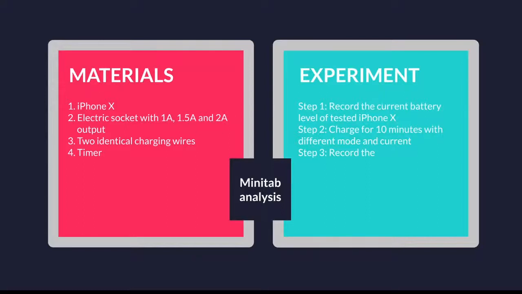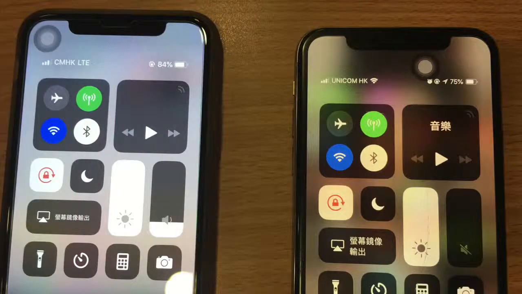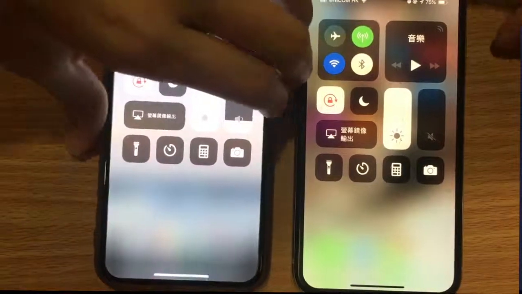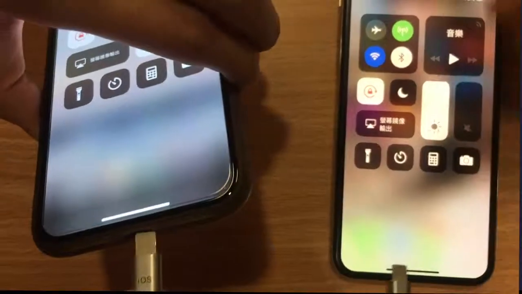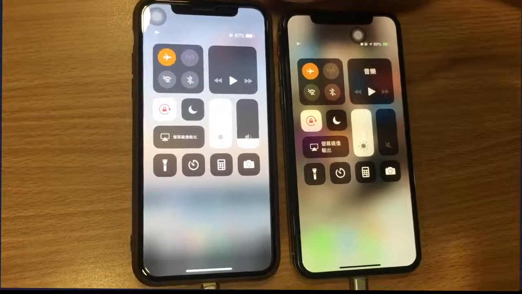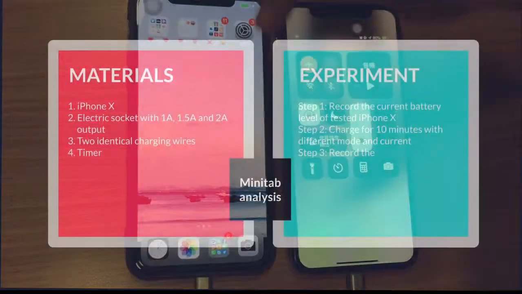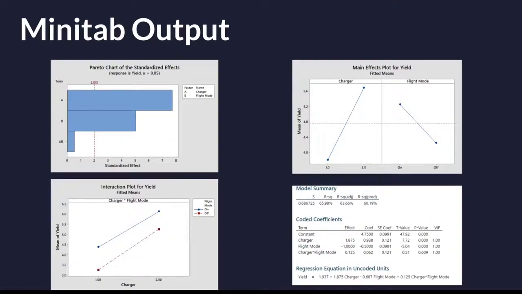We did an experiment to try to find out the result. We have 3 steps in total. The first step is to record the current battery level of the tested iPhone 10. The second step is to charge for 10 minutes with different modes and currents to see how they influence the charge time. And the third step is to record the time. And we got the Minitab analysis. Here are our 4 pictures showing the Minitab output.